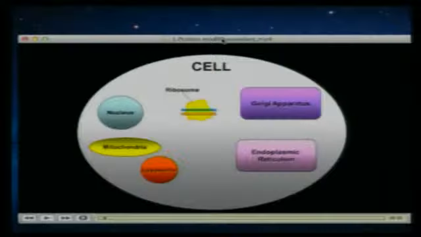We know that protein synthesis takes place within the ribosome inside the cell. And when we look at this cell, we can see the different organelles: the Golgi apparatus, the endoplasmic reticulum, the mitochondria, nucleus, lysosomes, and the ribosome. And protein synthesis occurs in the ribosome within the cell.